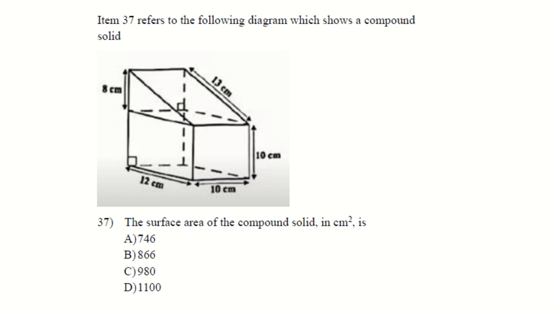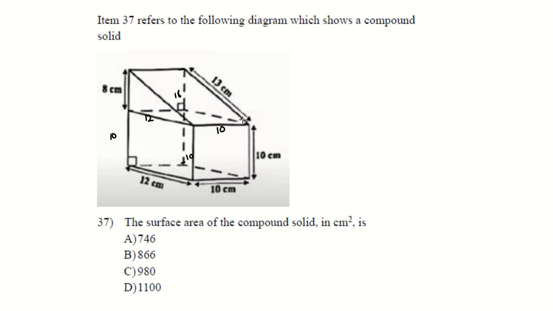Right, item 37 refers to the following diagram which shows a compound solid. The surface area of the solid is... So first off, let's see, this is 10, this is 12, this is 10, this is 10. If we're looking at this, this is 8 and this is 10. So from here to here is 18.